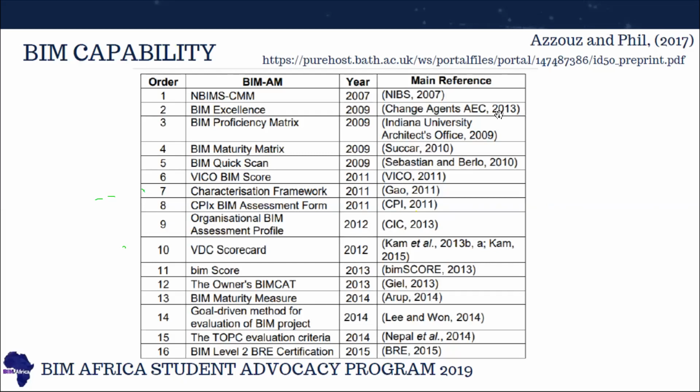One of the earliest ones is by the National Institute of Building Science, NBIMS 2007. That was the first assessment method that was developed. Then further on, many people developed different assessment methods. We have some by BIM Excellence, the BIM Maturity Matrix by Bilal Succar.